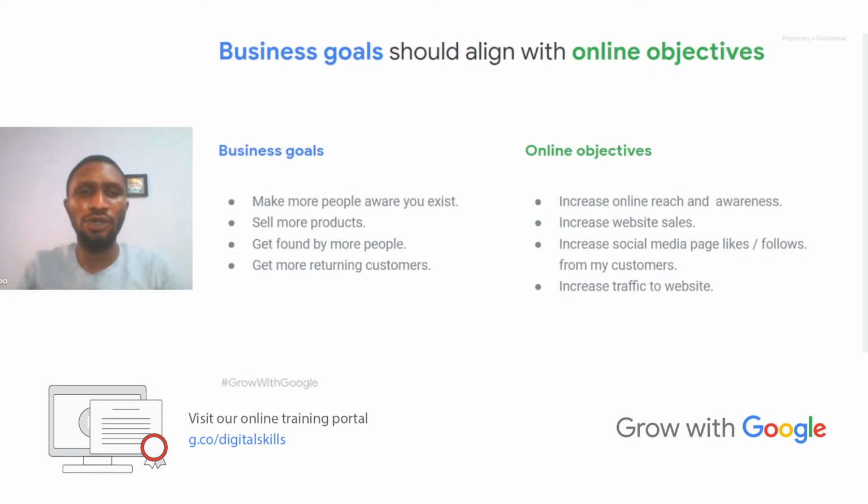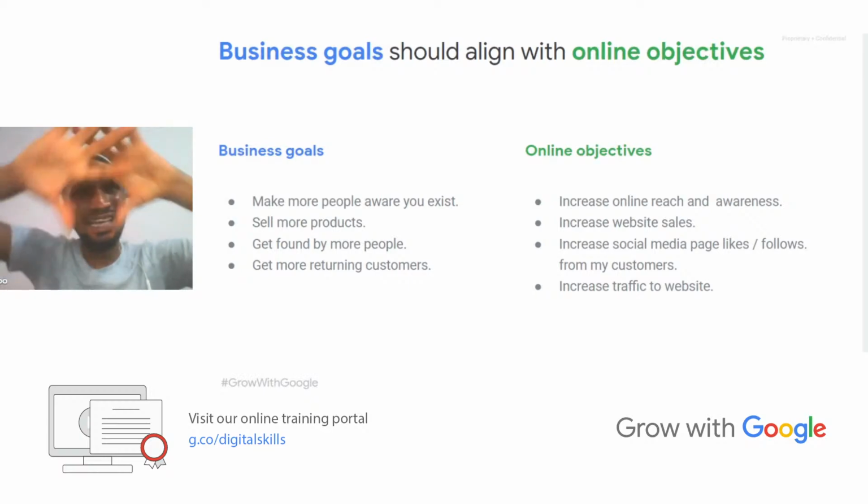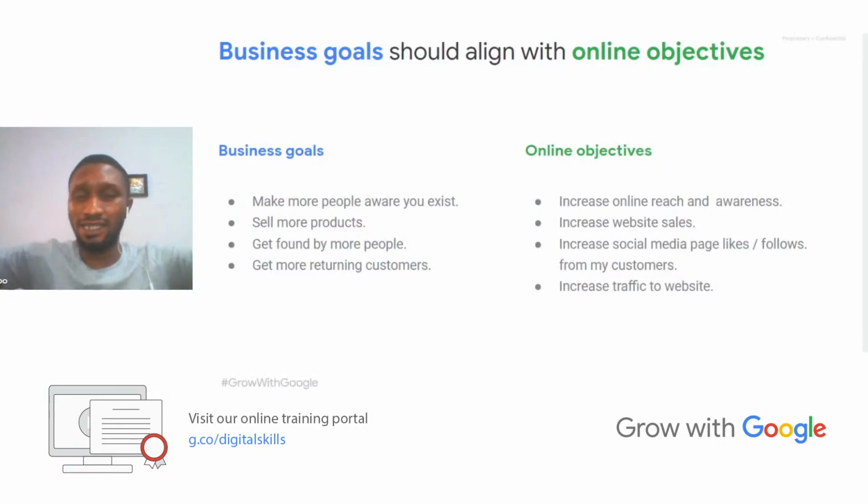So the business goal, like making more people aware you exist, the online objective should be to increase online reach and awareness. Of course, that's the broad business goal. You could leverage different channels for this, maybe even traditional medium. But when it comes to online objective, the ideal online objective should be to increase online reach and awareness. If it's to sell more products, you'd want to have more people going into your website and buying, of course. If it's to get found by more people, you could want to increase your social media page followings and likes. So always make sure your business goal aligns with your online objective. I'll say this is like a chain, and there's still another link to this chain.